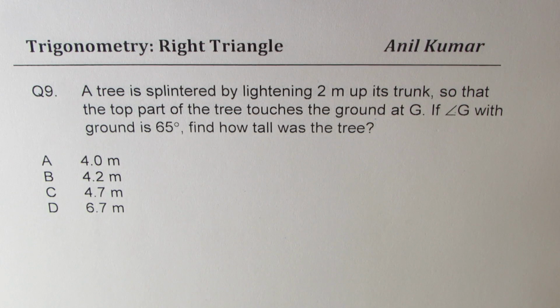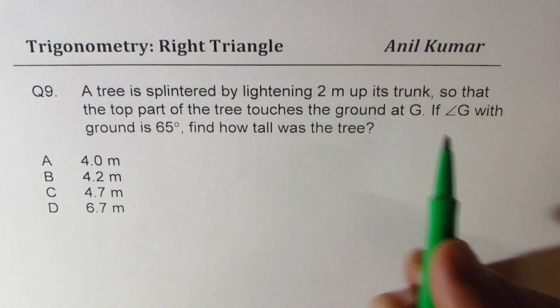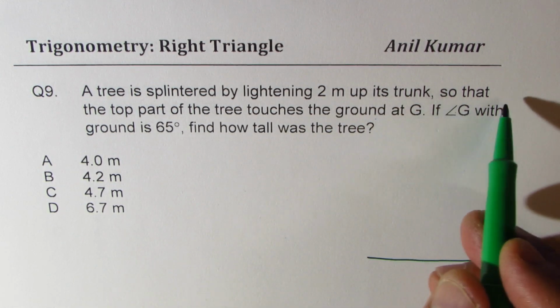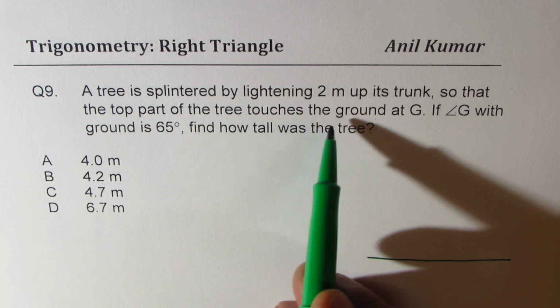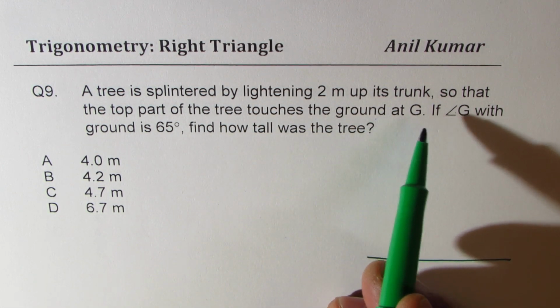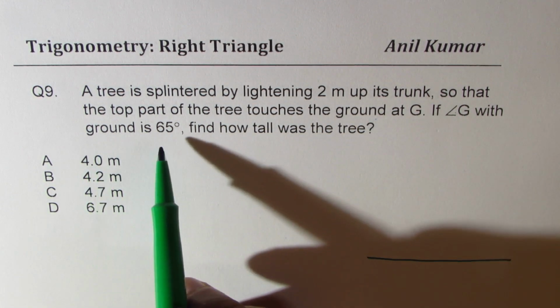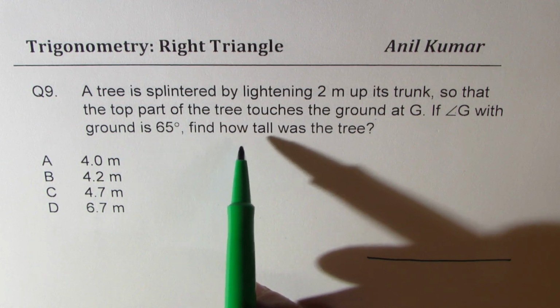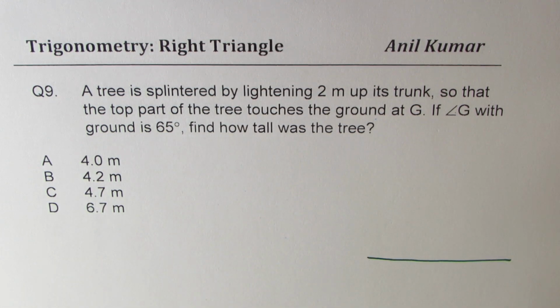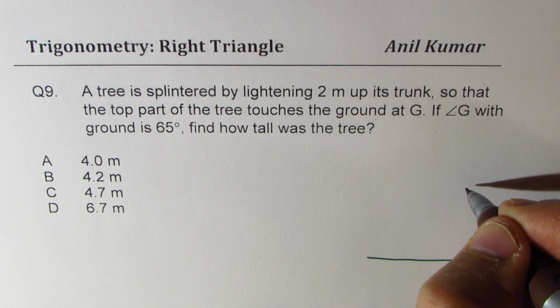Question number 9. A tree is splintered by lightning 2 meters up its trunk so that the top part of the tree touches the ground at G. If angle G with the ground is 65 degrees, how tall was the tree? Right? So that's an application question. You can actually pause the video and answer this.